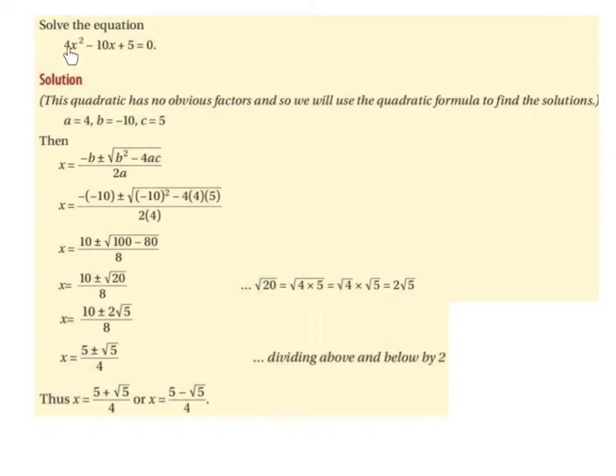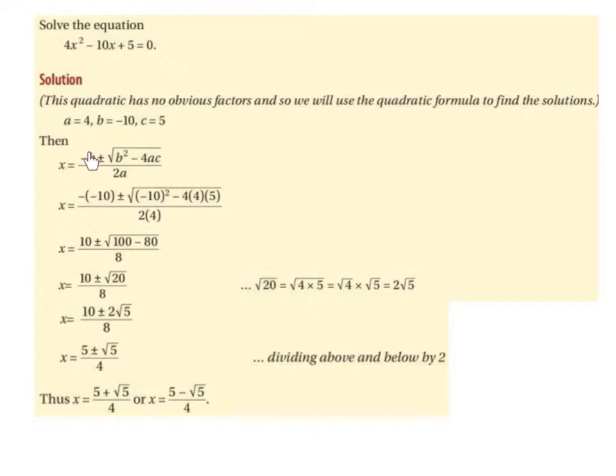Solve the equation 4x squared minus 10x plus 5 is equal to 0. So when we can't use our basic factorizing and solving, and we can't use completing the square method, we can try our quadratic equation formula, or sometimes called our minus b formula. So this is the formula here.